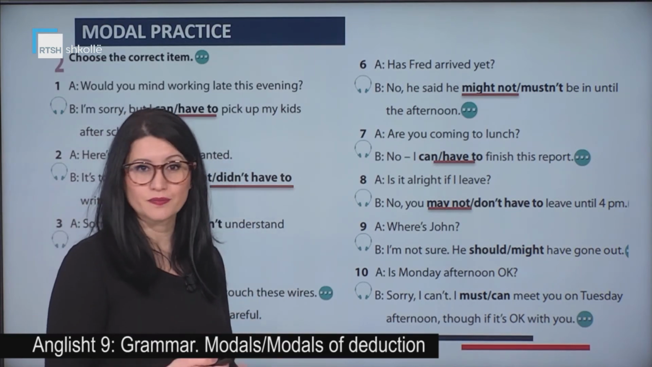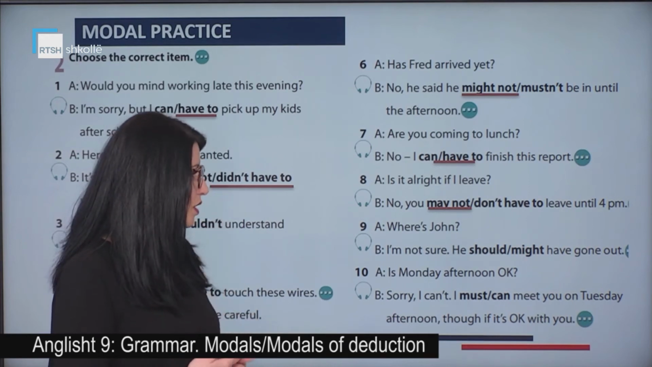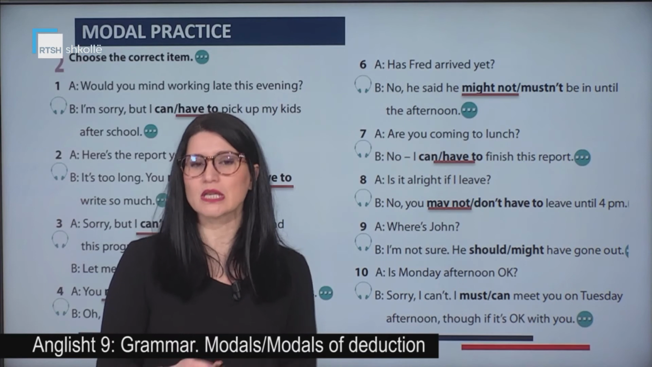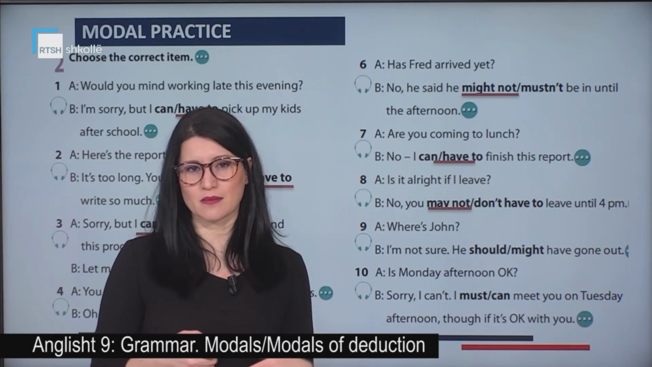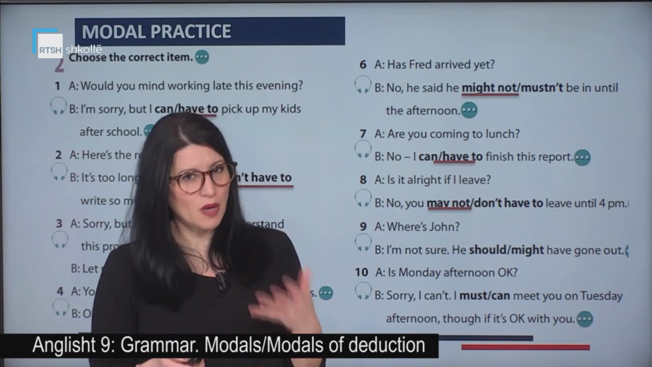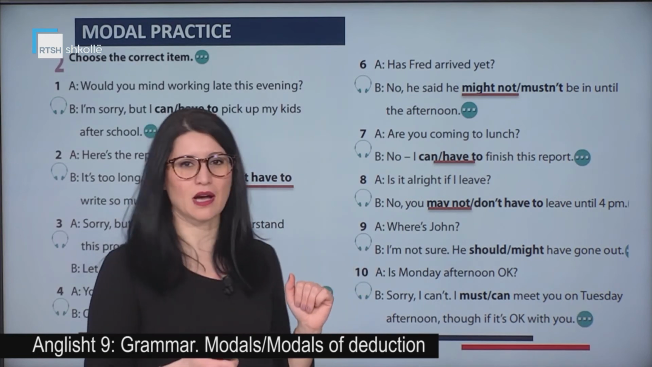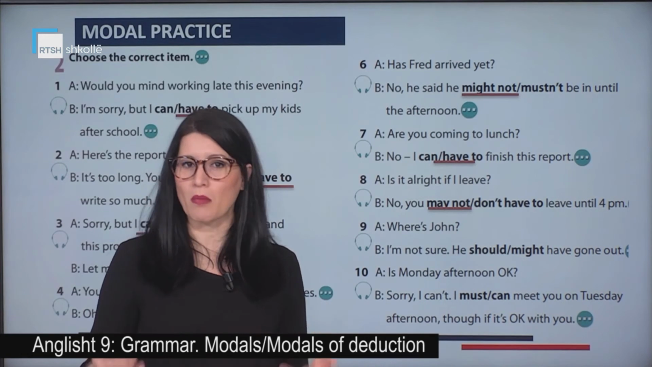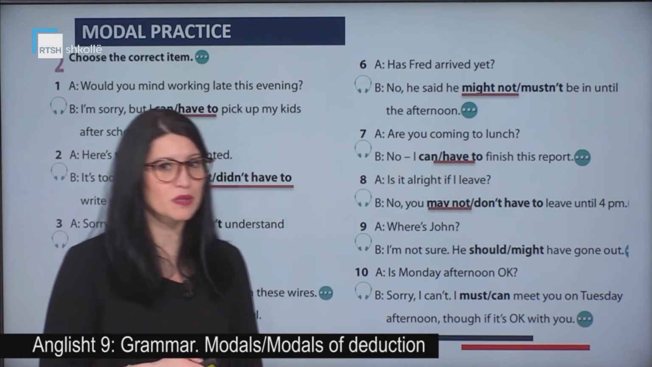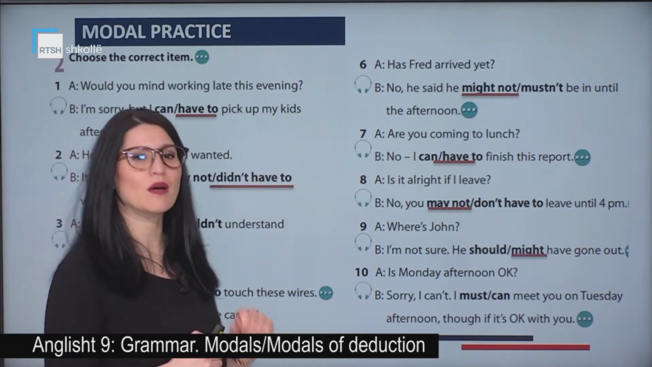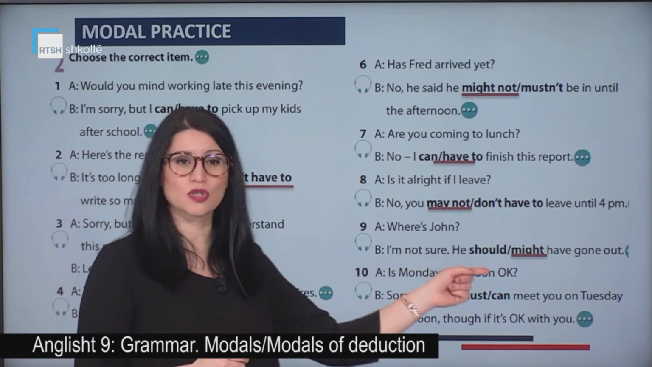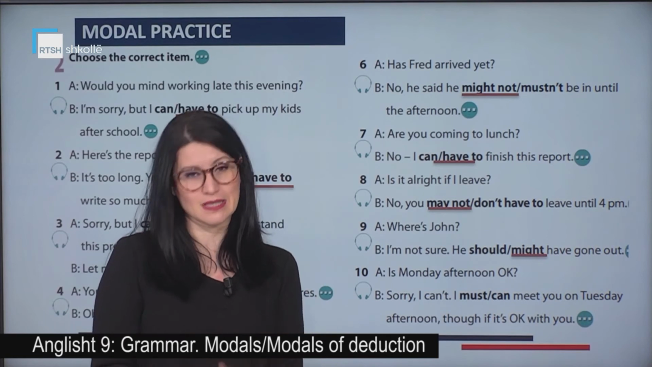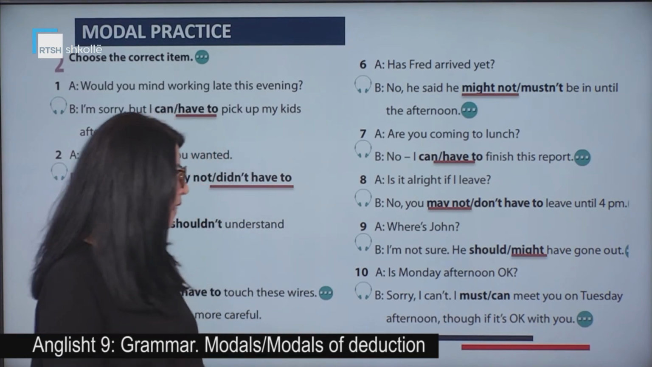Where is John? I'm not sure. He should or might have gone out. So this person is not sure. He is implying something. He is saying that possibly John might have gone out. So in this case, the sentence expresses possibility. So what modal do we use to express possibility? Correct, it is might, because we know that we use should to express advice, to say that something is a good idea to be made.